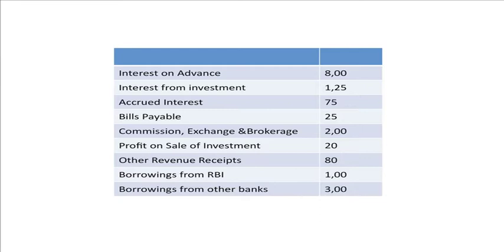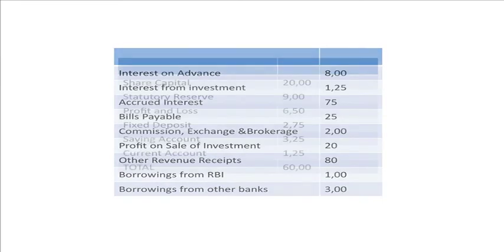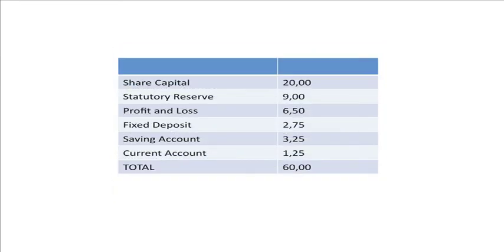Borrowings from RBI and borrowings from other banks, that is 3 lakh, go in schedule 4. Share capital is part of schedule 1, it is 20 lakhs. Statutory reserve 9 lakh is part of schedule 2. Profit and loss, it is the profit and loss of the previous year, 6,50,000. We will add it up in the P&L itself.